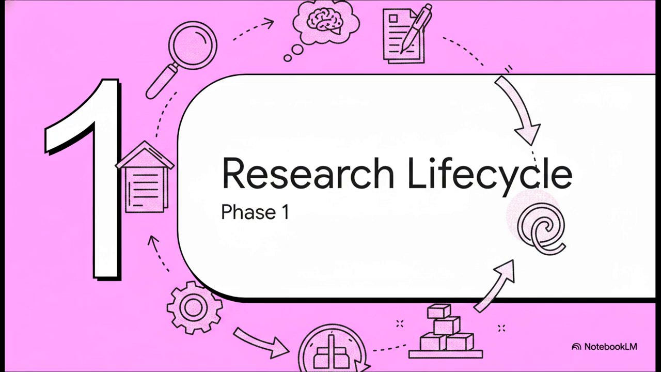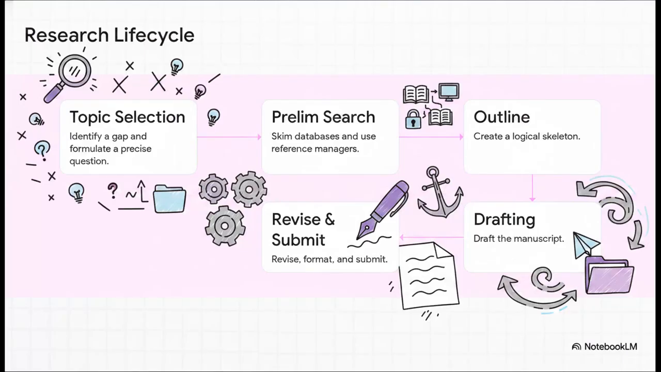All right, let's kick things off with Section 1, the research lifecycle. You know, from an engineering standpoint, writing a paper is just building a complex system. You cannot put the roof on before you've poured the foundation. But how do students even begin tackling this massive task? It really all starts with 5 sequential steps.